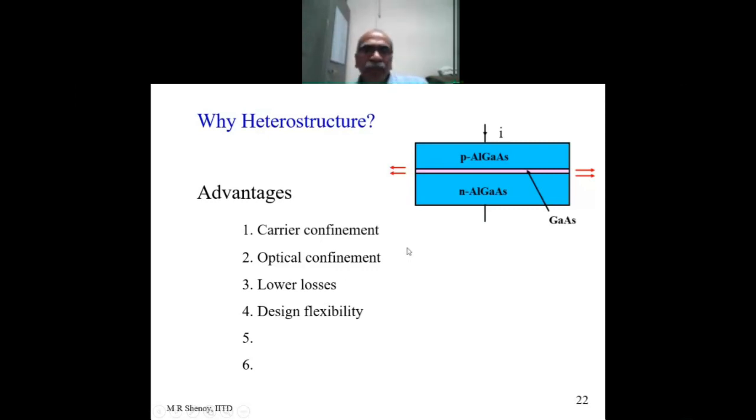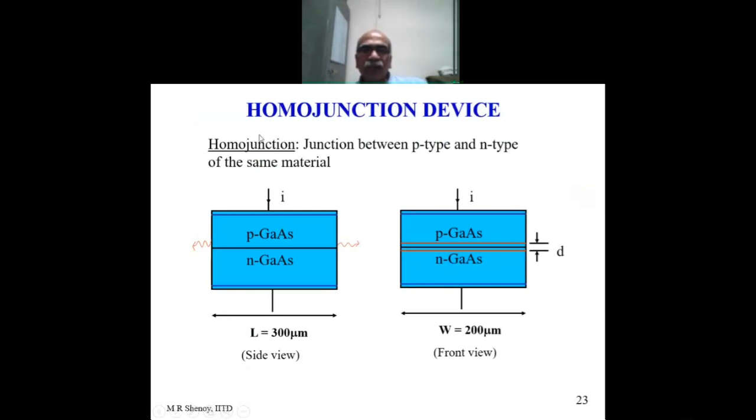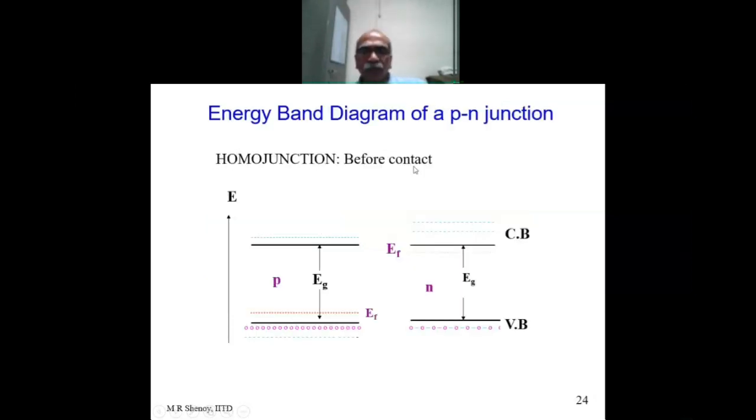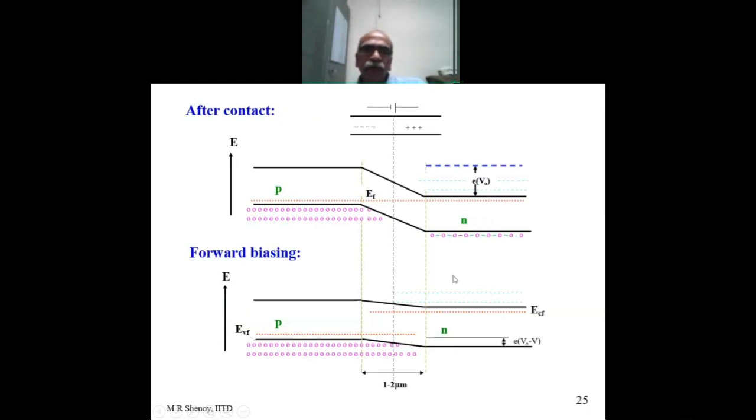So I will just pick up one or 2 points. Now, this is a homojunction device, as I already mentioned, a junction between identical materials, gallium arsenide p-doped and n-doped. This is a homojunction. So if you see the energy band diagram of a pn junction, which I'm sure you are familiar with, this is before contact, p-type material, so the Fermi level is here, n-type material, so the Fermi level is here. In the conduction band, there are plenty of electrons here and plenty of holes here. Now, if you make a junction, the energy band diagram of the pn junction looks like this.